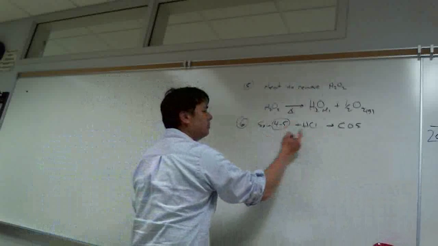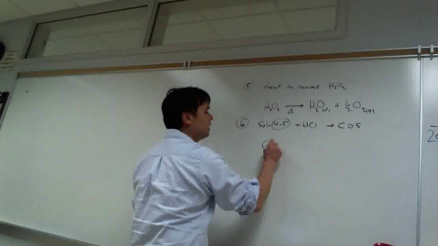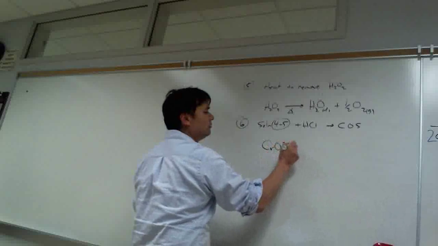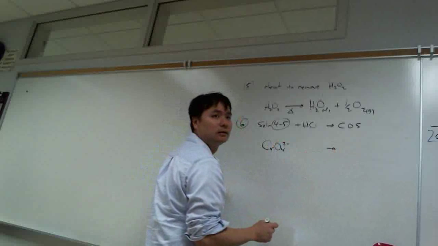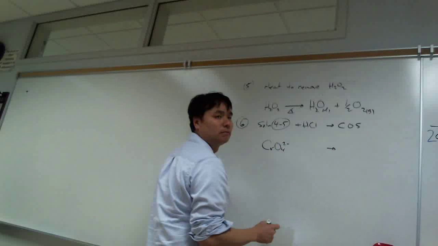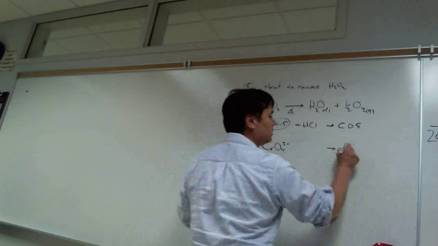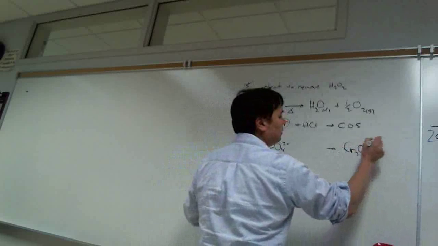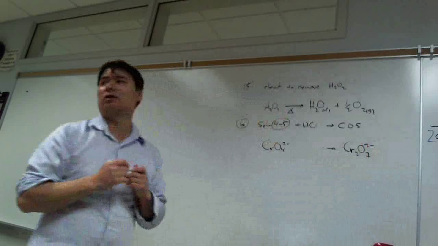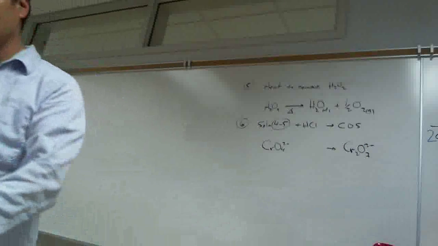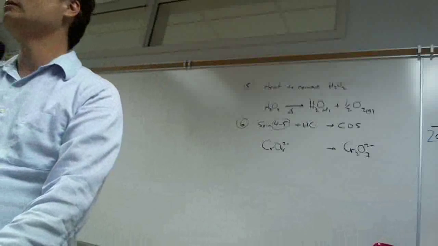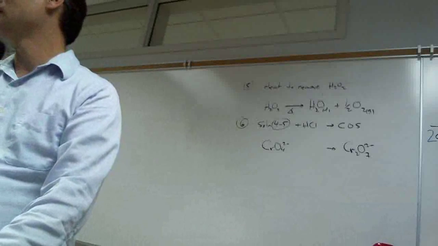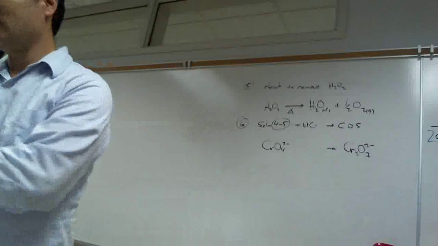Well, the addition of HCl to chromate converts it into what? Chromate converts into dichromate. I'm just following along the chart. If you're having trouble following me, just look at the chart and it tells you what it forms. Chromate goes to dichromate.